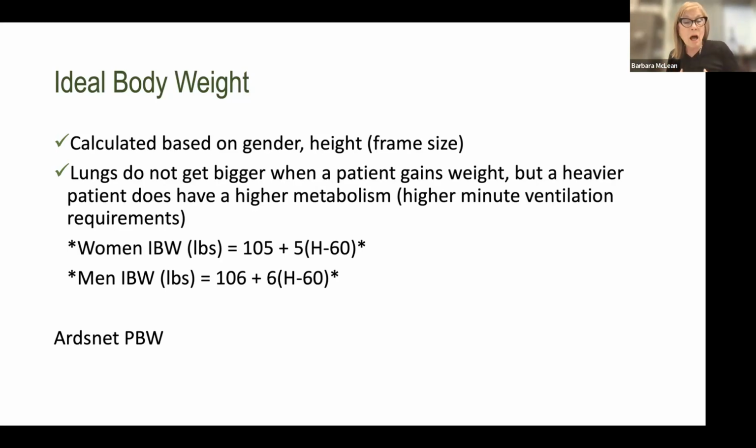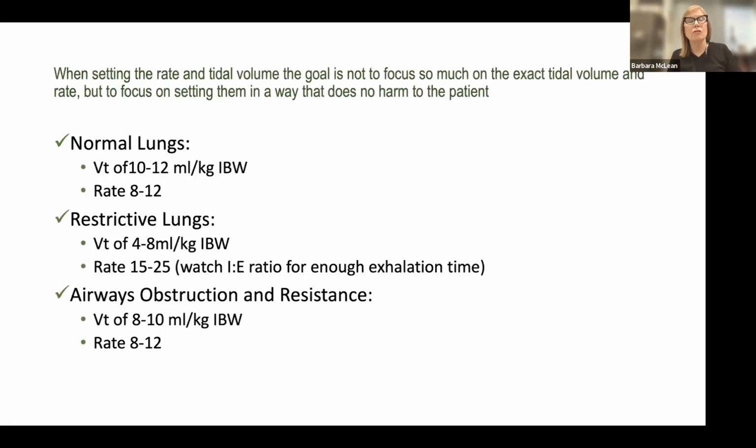The tighter the lung, the lower the tidal volume. The lower the tidal volume, the higher you're going to need to go on the respiratory rate in order to ensure that the patient has an appropriate minute ventilation. So we never think about tidal volume in isolation, never think about frequency in isolation, always think about minute ventilation.